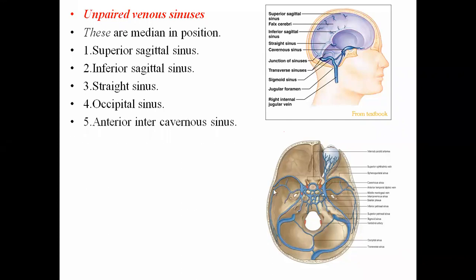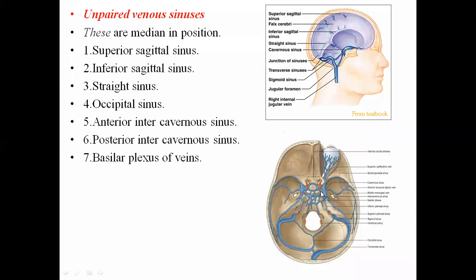Anterior intercavernous sinus. Anterior intercavernous sinus communicates the two cavernous sinus of both sides anteriorly. So this is anterior intercavernous sinus. These are cavernous sinus. Posterior intercavernous sinus are the sinuses which are connecting the two cavernous sinus posteriorly. It is posterior intercavernous sinus.